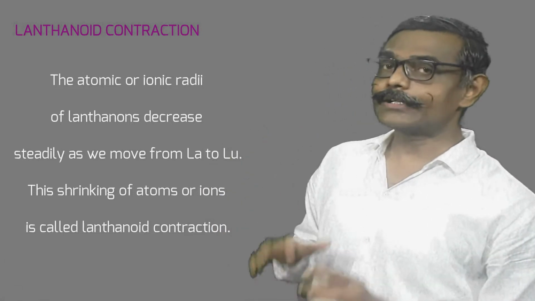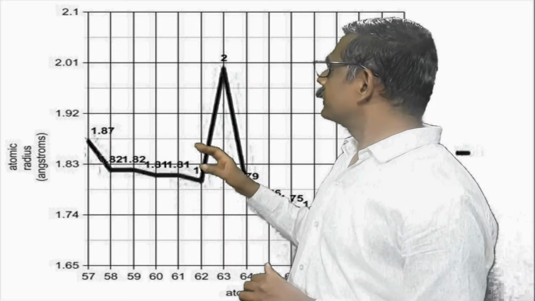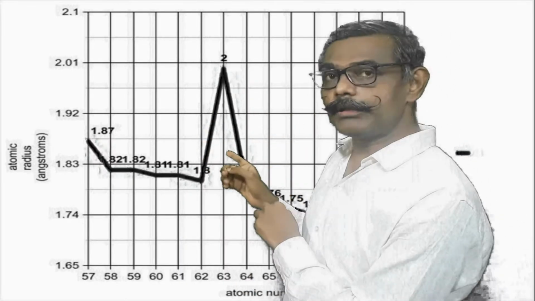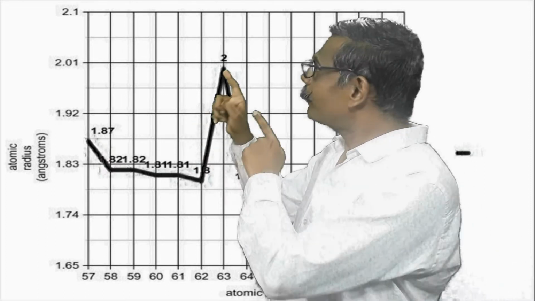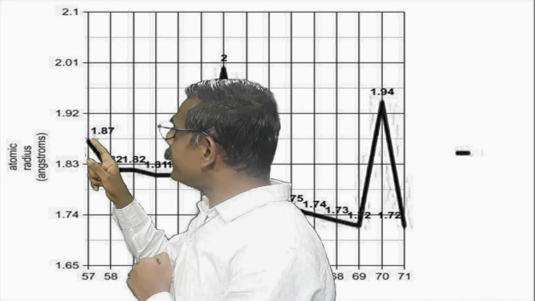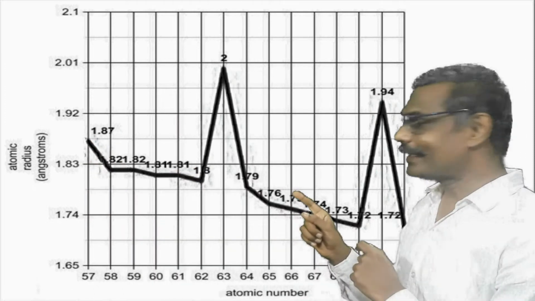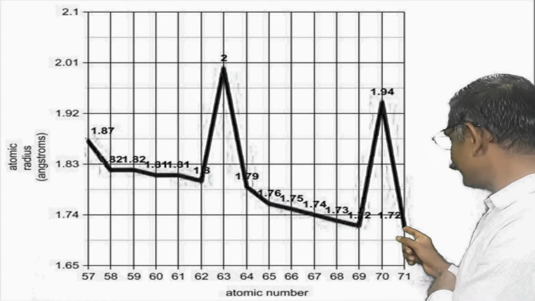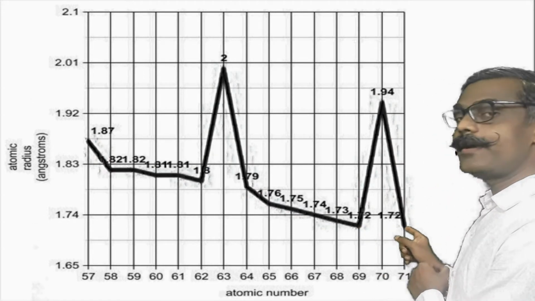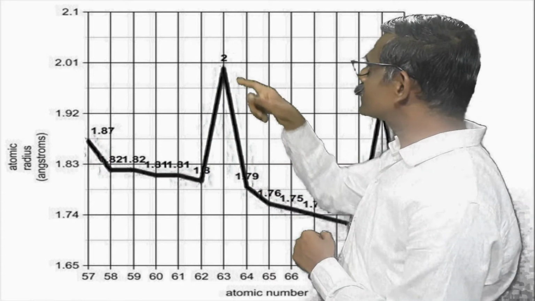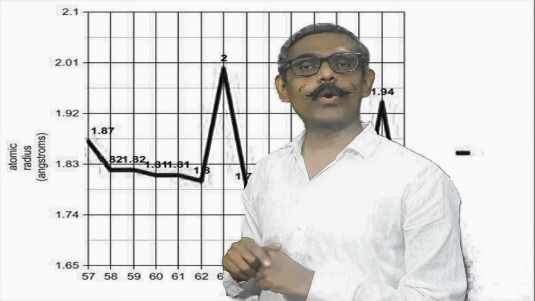Now about the atomic size variation, the decrease can be shown by this graph. You will find the size of the lanthanum atom is 187 picometer and the size of the last atom, lutetium, is 172 picometer. So it's a difference of 15 picometer.